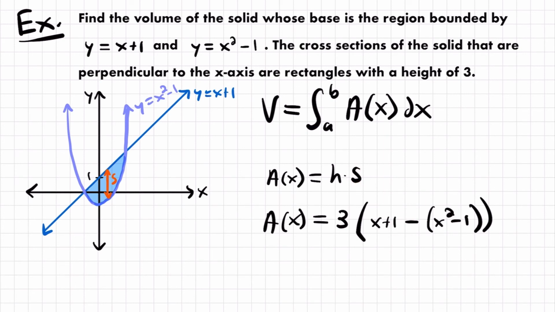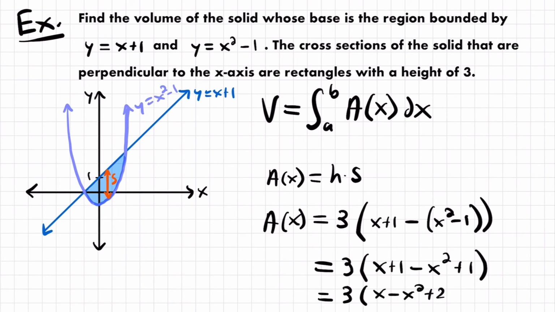And so let's simplify. This will be equal to 3 times x plus 1 minus x squared plus 1, which if we combine these two ones will be equal to 2. And so what we'll have is that this is equal to 3 times x minus x squared plus 2. All right, and so that is the cross-sectional area, A of x, for our definite integral. And so now all we have to determine is our bounds of integration. And those are just going to be the two values of x for which our region lies between.